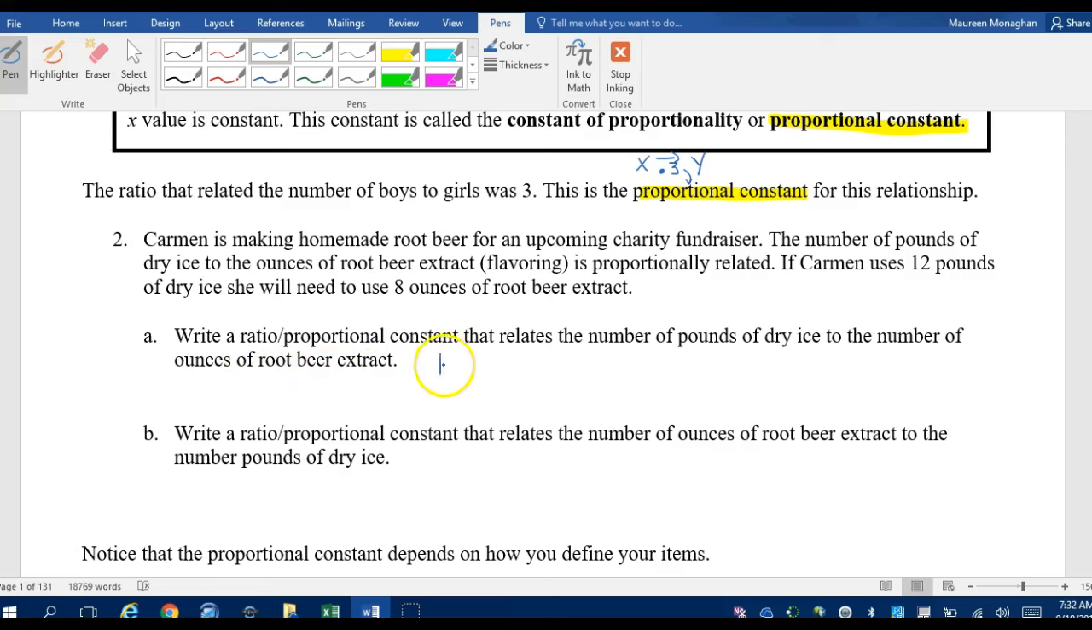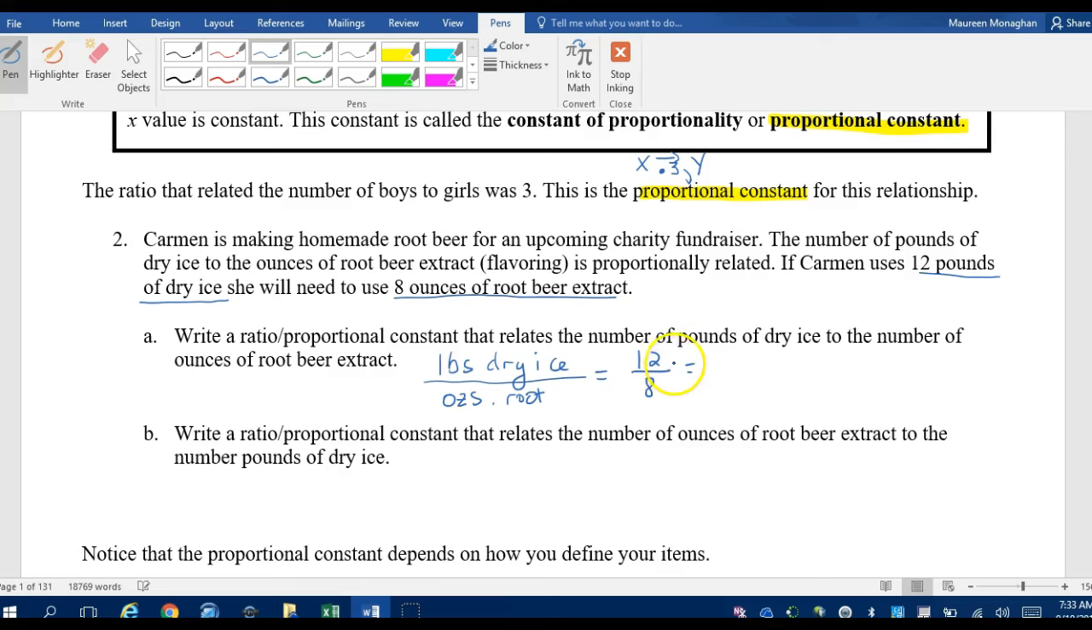Okay, so the ratio is pounds of dry ice over the ounces, OZ, that's ounces, of root beer. I'm just going to put root beer. It helps me immensely to write this out in words. So then let's go back up here and it says 12 pounds of dry ice. So I'll find the number and I'll look for the label. Well, it's 12, so that's dry ice. That would go in the numerator. And then we have 8 ounces of root beer, so that goes in the denominator.